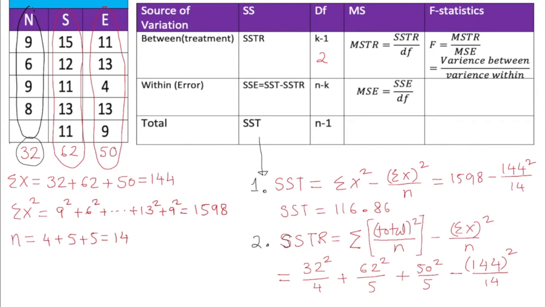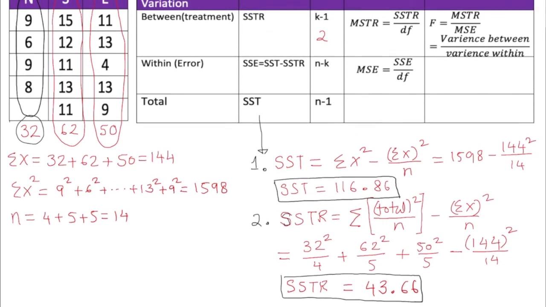Or let me actually write something a little bit this way. So my SSTR is equal to 43.66. So that is my SSTR, sorry about that, SSTR, and that is my SST. We need both of them, it's very important.